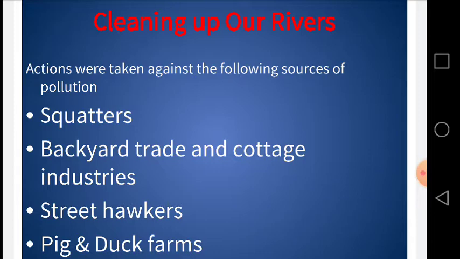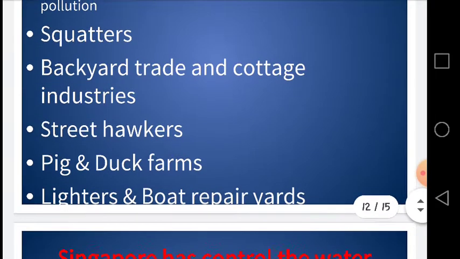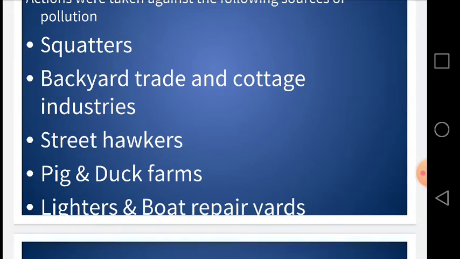Secondly, they focus on the backyard trades and cottage industries. The backyard factories were relocated to industrial workshops, fitted and equipped with proper wastewater disposal facilities. Thirdly, they work on the street hawkers. Street hawkers threw their waste into the roadside drains, making them smelly and dirty. Food centers were set up in different parts of Singapore so that former street hawkers can have proper places to run their businesses. These food centers are equipped with proper waste disposal and sewer system.